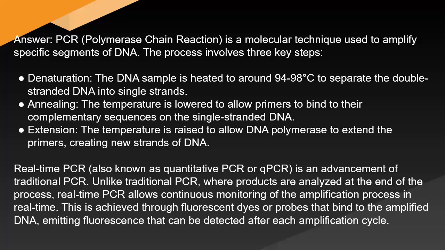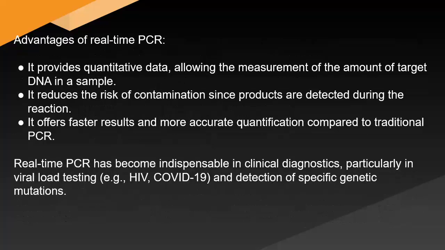Real-time PCR, also known as quantitative PCR, is an advancement of traditional PCR. Unlike traditional PCR, where products are analyzed at the end of the process, real-time PCR allows continuous monitoring of the amplification process in real time. This is achieved through fluorescent dyes or probes that bind to the amplified DNA, emitting fluorescence that can be detected after each amplification cycle. Advantages of real-time PCR.